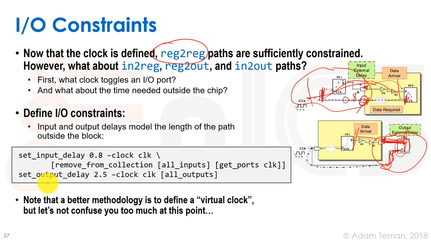Similarly, for the output delay, we would say set_output_delay 2.5 nanoseconds relative to this clock, and we're going to put it on all of the outputs of the design. There is a better methodology that's called a virtual clock. Let's not confuse you too much at this point. I'll get back to that. This is very confusing and problematic, anything to do with these I/O constraints.